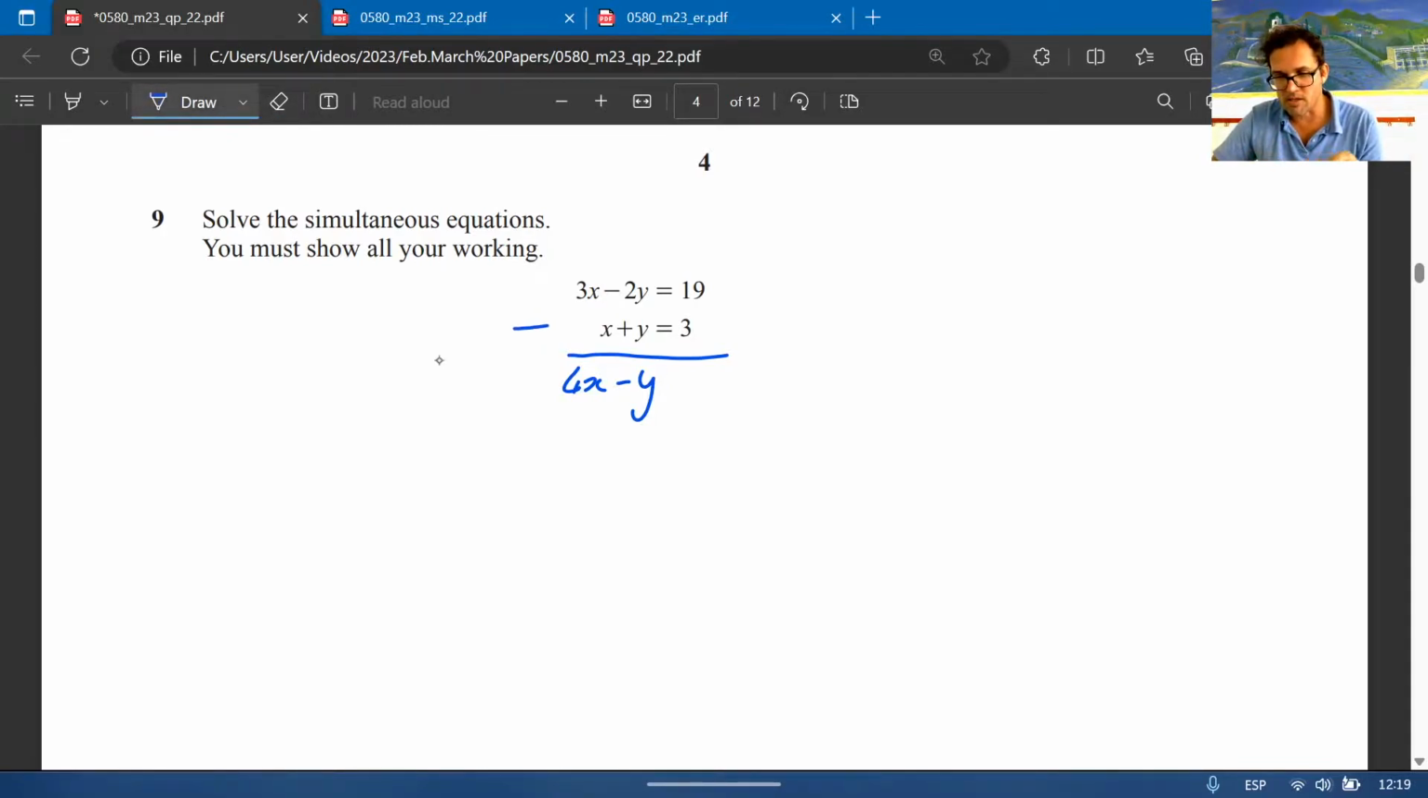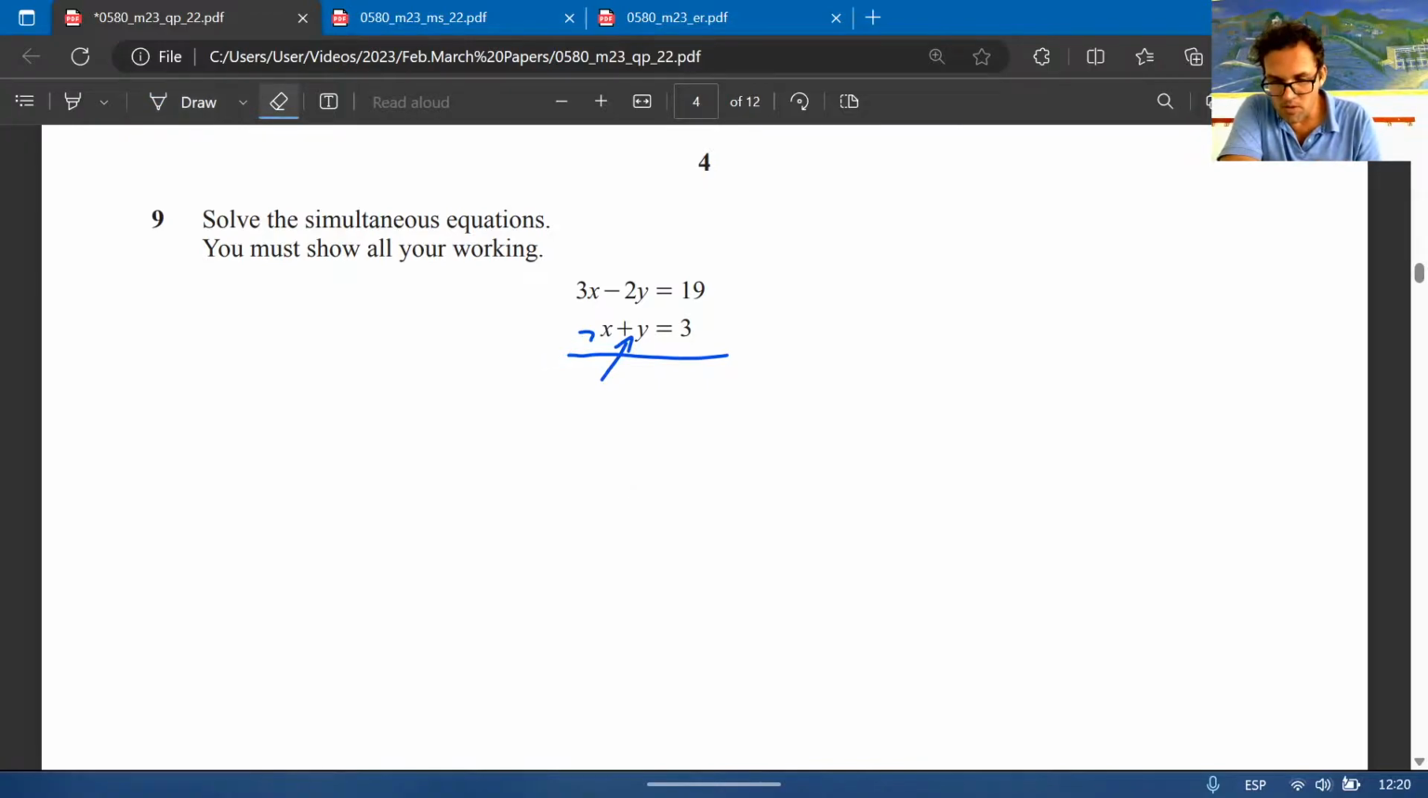If we subtract them, will this work? Let's see. 3x minus x will give me 2x. Minus 2y minus plus y is minus 2y minus y, which is minus 3y. We haven't eliminated anything. See, it's not going to work because we need to get the coefficient of the x or the y the same. That number in front of the x needs to be a 3 as well, or that number in front of the y needs to be a 2, the one or the other.